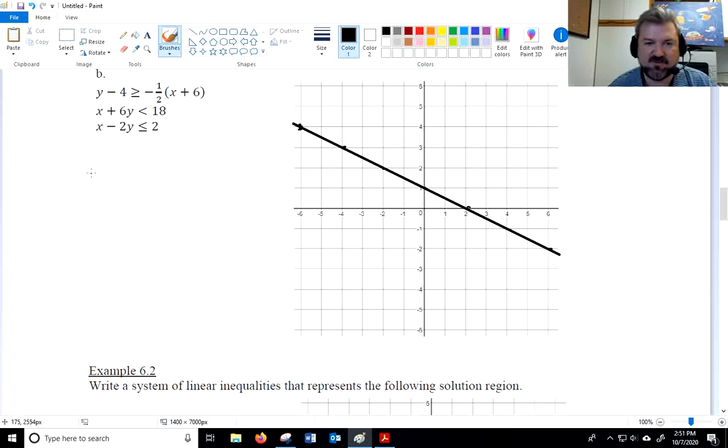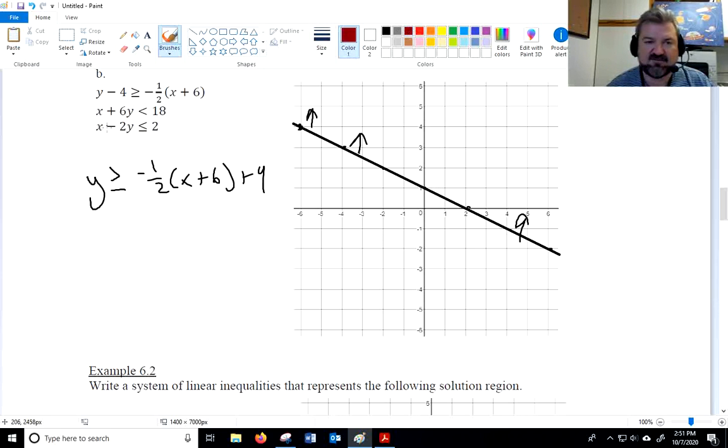All right, and we can test the point 0, 0. If I move the 4 over, I get y is greater than or equal to negative 1/2 times x plus 6, plus 4. That's a lot easier for me to look at. I can see y is greater than this line, so it's got to be up here. So as long as I've got y isolated, I can use the greater than or less than to tell if I shade up or down.